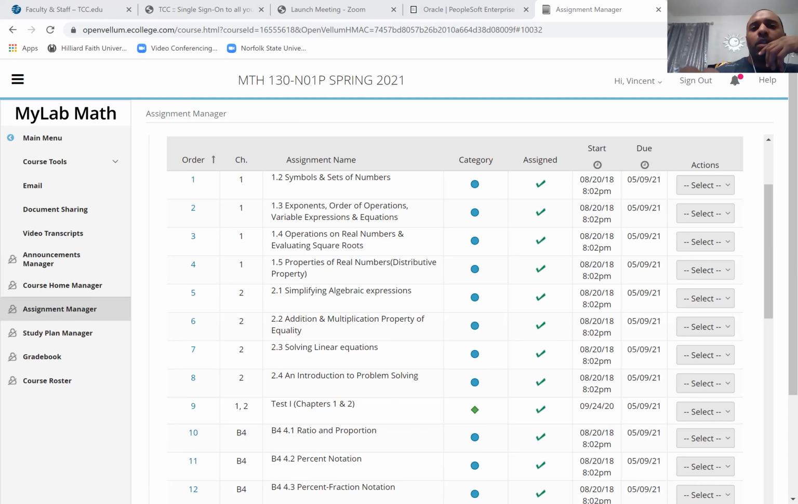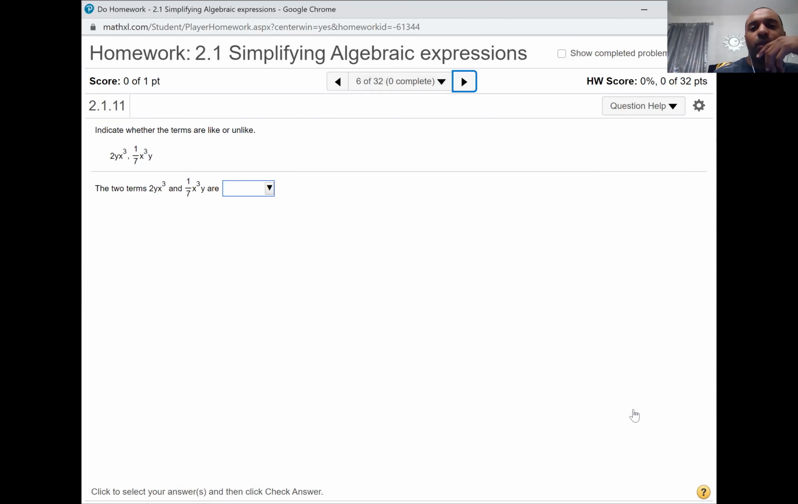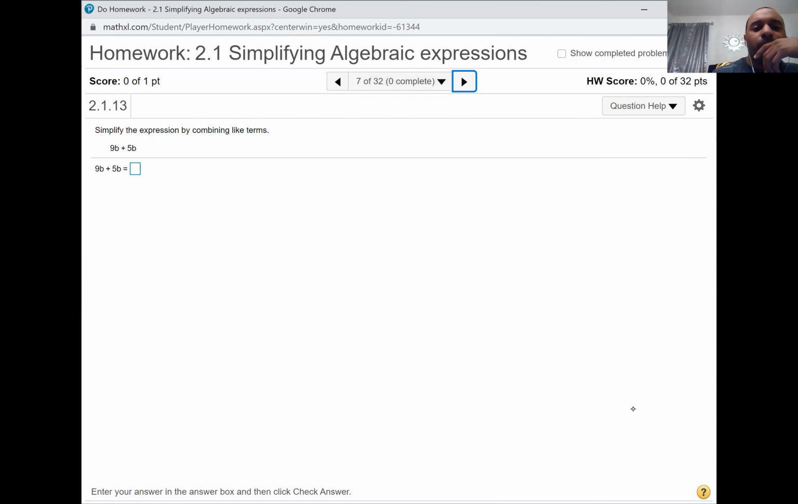You can just shoot me an email. Can you tell me how to do problem blank in 2.1 or something like that? Whatever that problem is. And then we'll do it like that. That'll probably help you out more than waiting for a whole week.